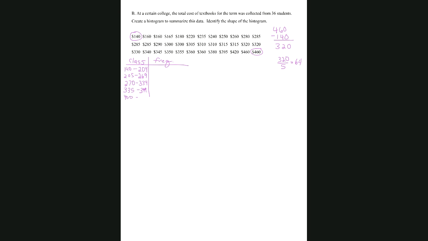And then when I add 64 to that, I get 464. Okay, so now we want to look at the frequencies. So we're just going to do this like we did before. I'm going to first of all use tally marks, and then at the end I will add up the tally marks. So 140, that goes in this class, so I'm done with that.